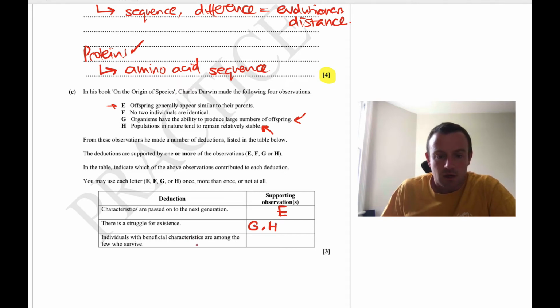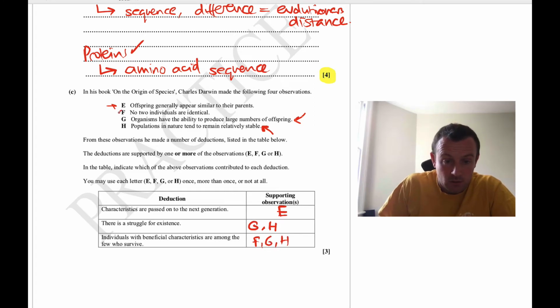This is kind of F, G, and H here, because all these three, we've got the aspect of struggle plus the aspect of individuals not being identical. So that means that the ones that are best adapted survive.